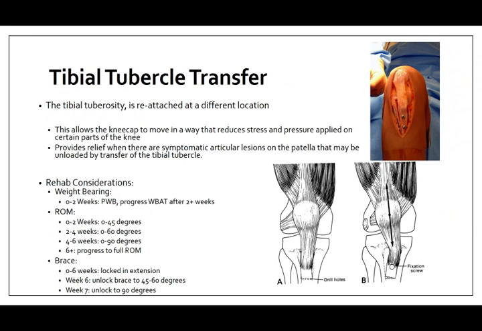This is a little more brutal and kind of like a Frankensteinian procedure. This is the tibial tubercle transfer. So the tibial tuberosity is reattached to a different location. This allows the kneecap to move in a way that reduces stress and pressure applied on certain parts of the knee. This provides relief when there are symptomatic articular lesions or arthritis on the backside of the patella that may be unloaded when they do this transfer.